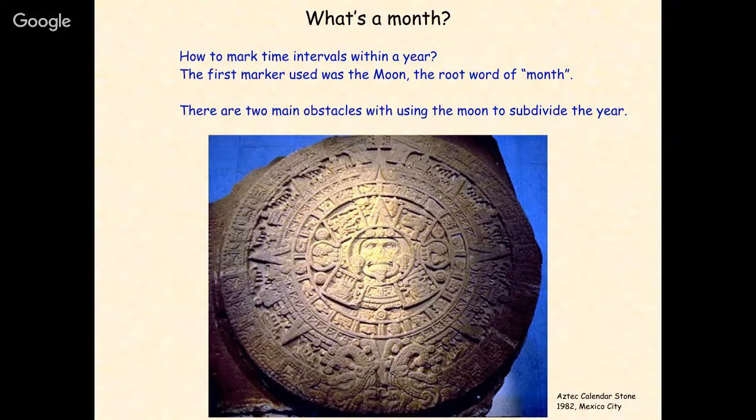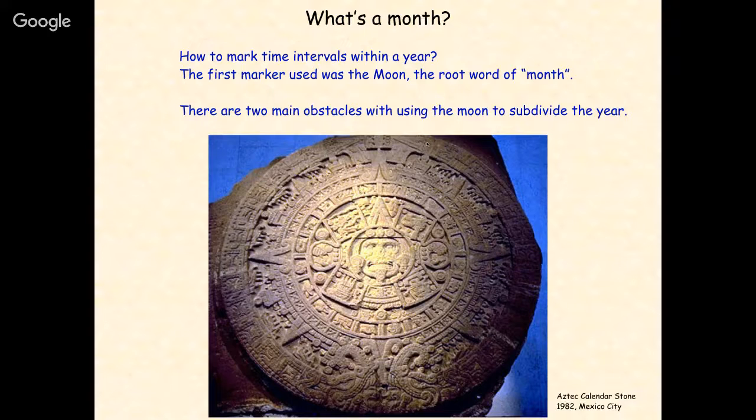That's correct. So now that we've got a year, whether you mark it as summer solstice to summer solstice, or you mark Sirius rising, that's kind of long, and so people wanted to break that down into components, a little bit shorter periods of time. So how to mark time intervals within the year?